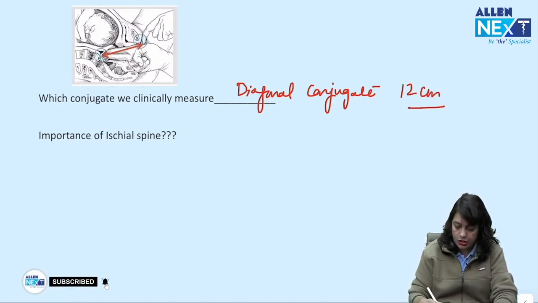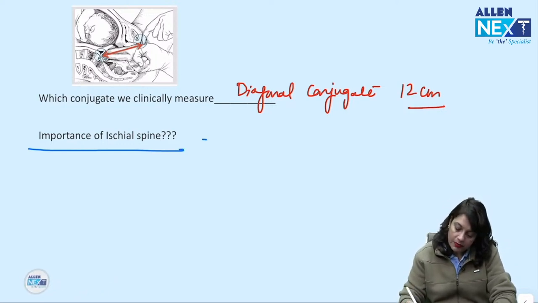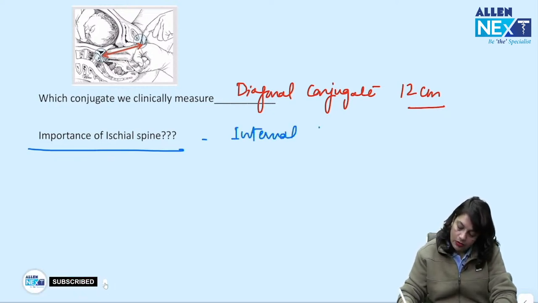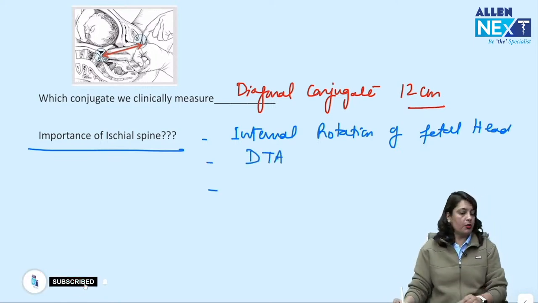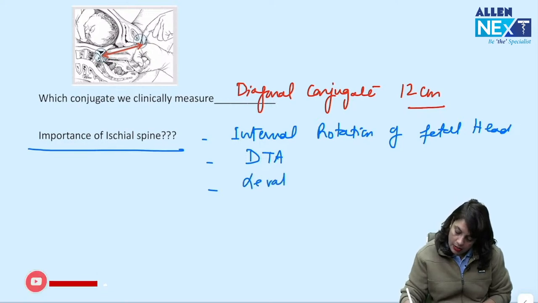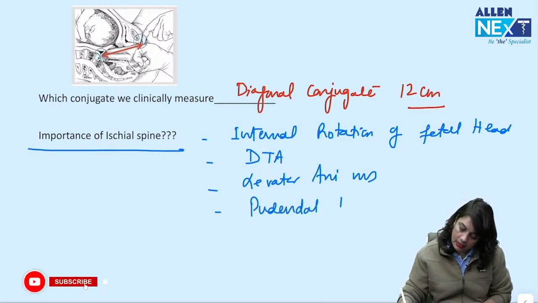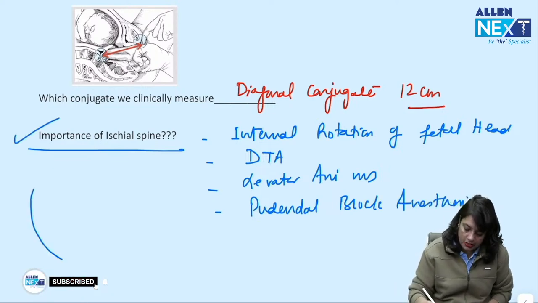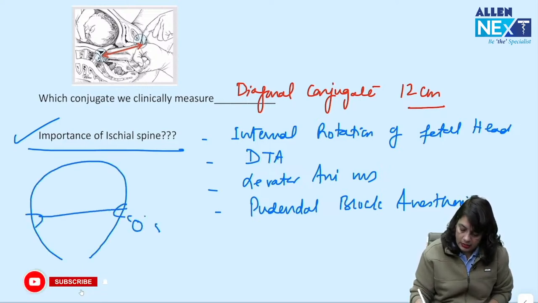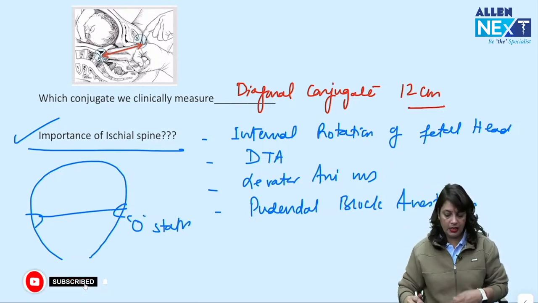What is the importance of ischial spine in the maternal pelvis? Importance of ischial spine in the maternal pelvis is here internal rotation of fetal head occurs. Here deep transverse arrest occurs in occipito-posterior position. Here levator ani muscle is attached. Here pudendal block anesthesia is given. So that is the importance of ischial spine. That is also called as zero station when you see the descent of the fetal head.